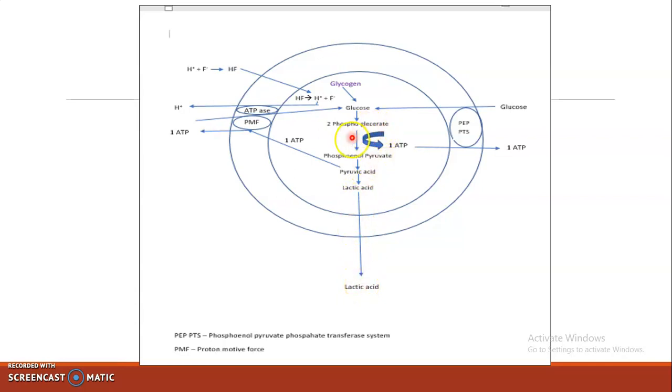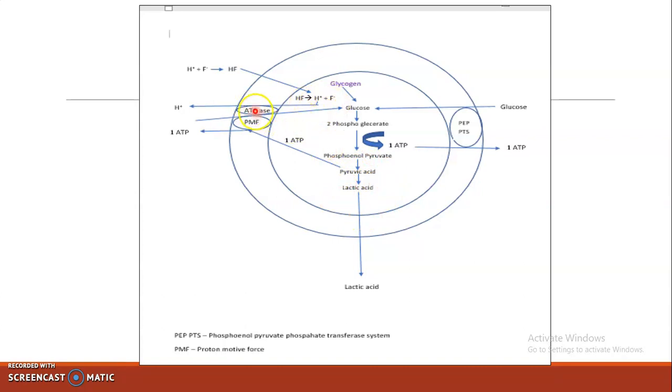Now this conversion is enabled by an enzyme called enolase. Okay, I just forgot to put this name. I shall correct it in the PowerPoint. So enolase is the enzyme which catalyzes the conversion of 2-phosphoglycerate to phosphoenol pyruvate. What happens is this fluoride inhibits this enolase enzyme. And because this enolase is inhibited, it does not result in the formation of lactic acid, and thereby it reduces the acidogenicity.